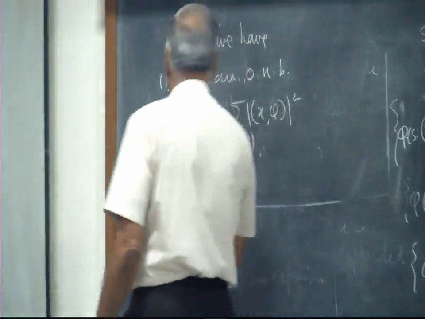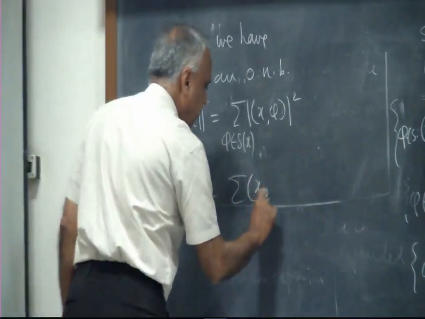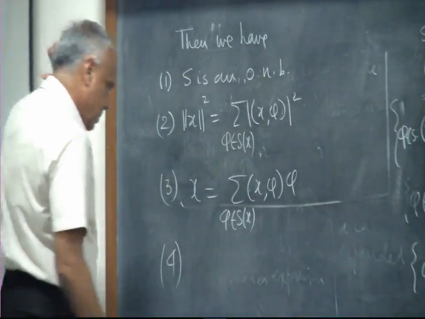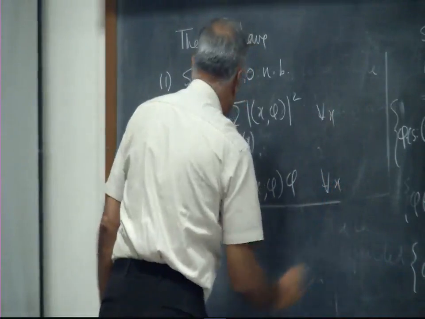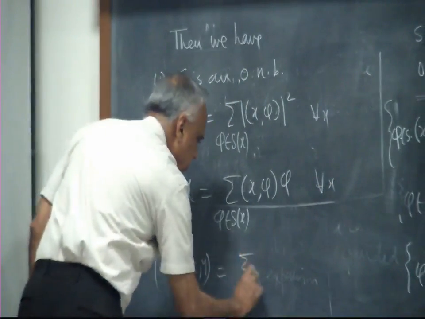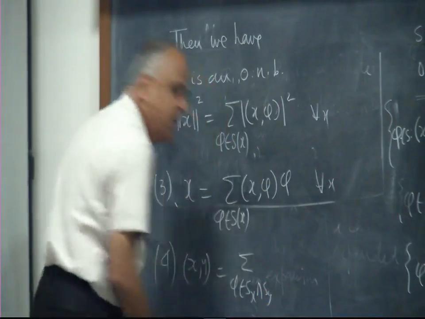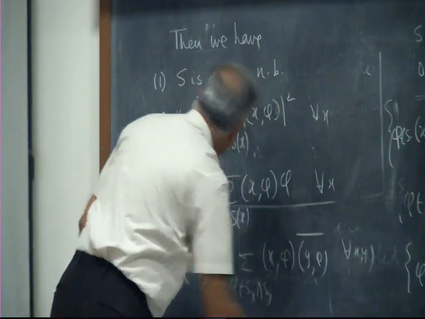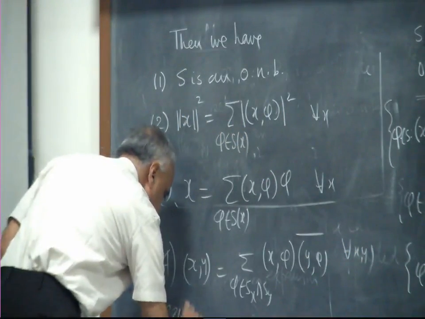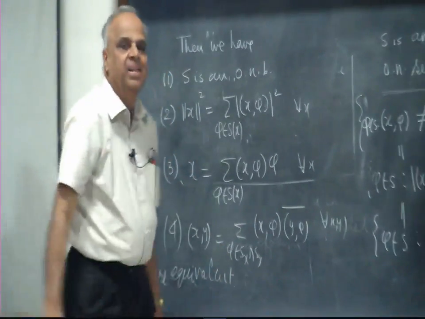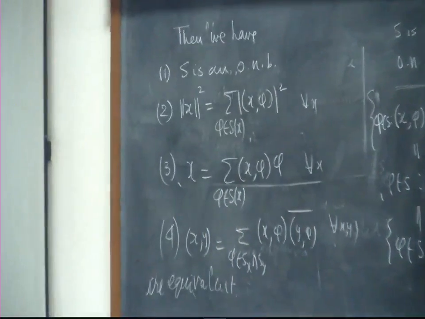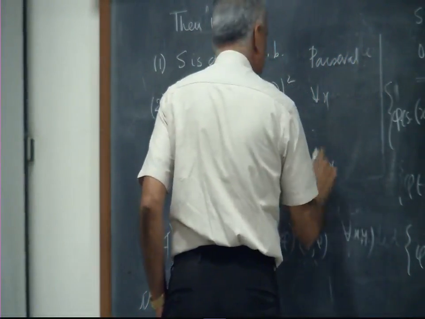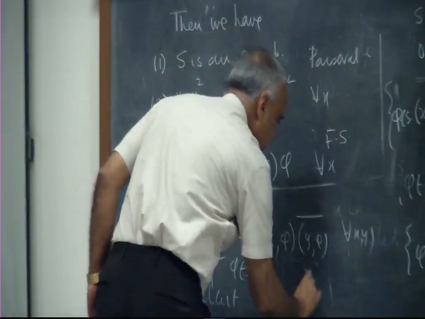And three, the Fourier series, summation of the inner product of x and phi times phi, with phi belonging to S_x. Four, this is for every x, and then the inner product of x and y is equal to the summation over phi belonging to S_x intersection S_y of the inner product of x and phi times the conjugate of the inner product of y and phi, for every x and y. So, all are equivalent as before. The theorem about Fourier series is now slightly modified; we have to look at S_x. This is called again Parseval's identity. This is called the Fourier series now, and this is called Plancherel's formula.